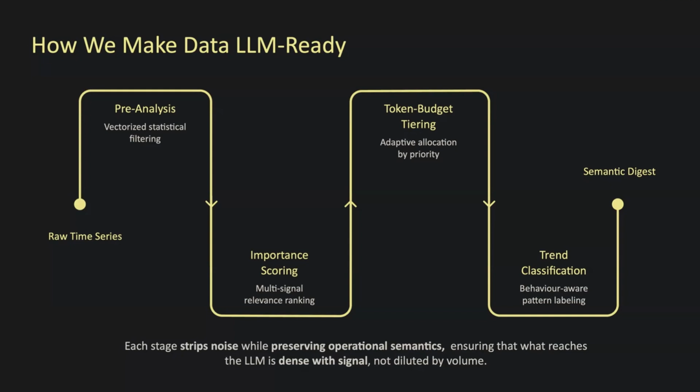LLMs can reason over semantic descriptions better than non-numerical data. So what we do is convert this into semantic labels, and there you go. This raw time series gets processed and converted to a semantic digest, and this is what gets fed into the LLM for summarization. So the goal here is to strip out the noise at each stage and preserve operational semantics in a manner that makes reasoning more effective and reliable.